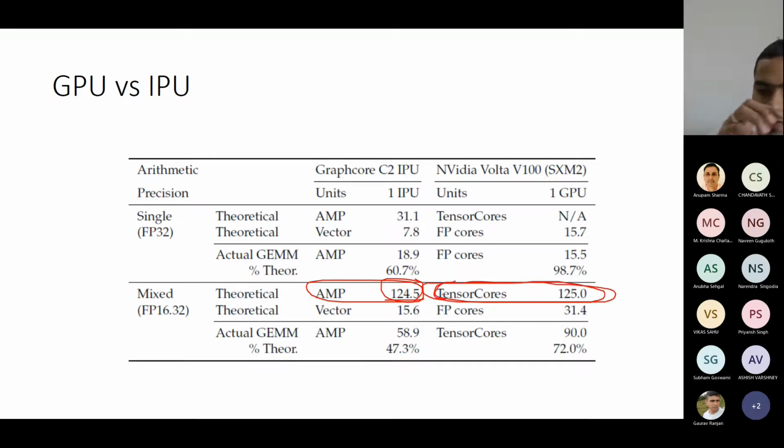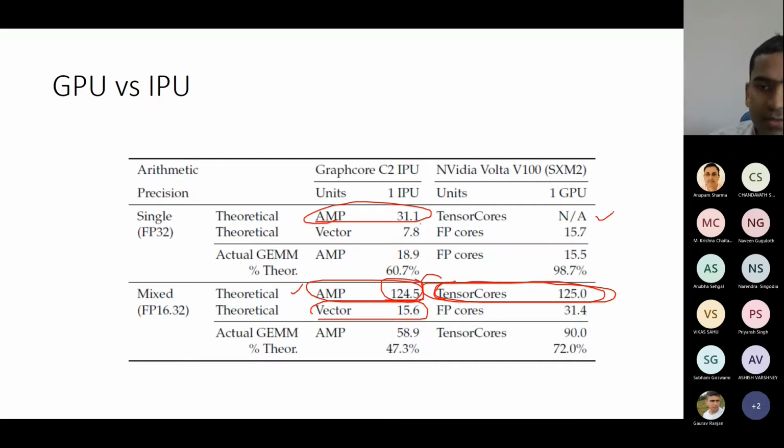Not a single tensor core, but 640 tensor cores. That means all the tensor cores put together on this Volta V100 GPU. So that means this is matching. Now, if you see the vector, that means single precision. This was for the mixed precision. And here, for the single precision, it is 31. Now, tensor cores can't do single precision.